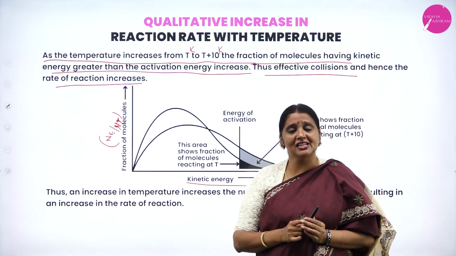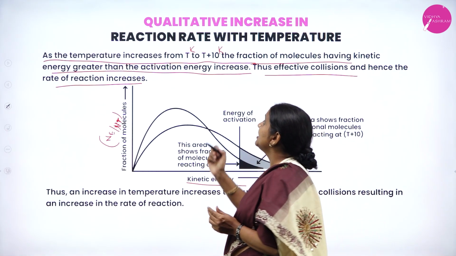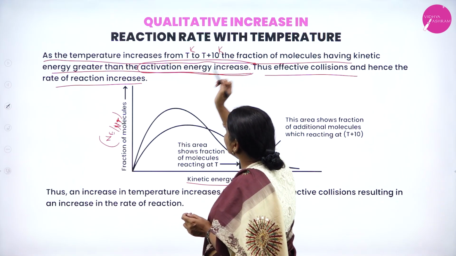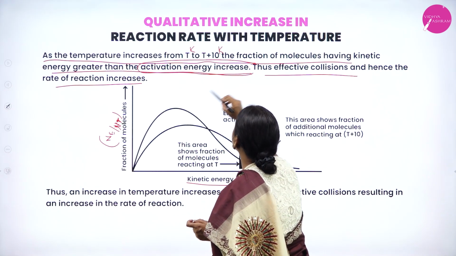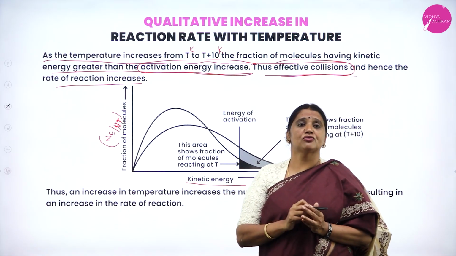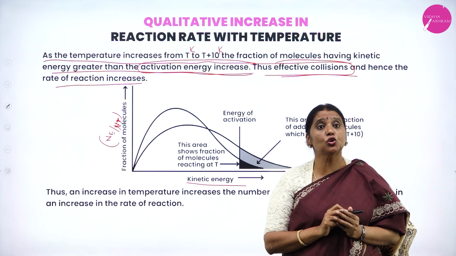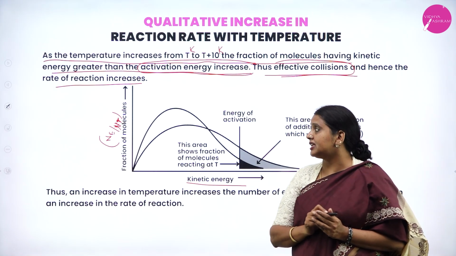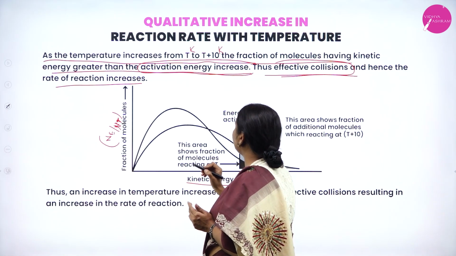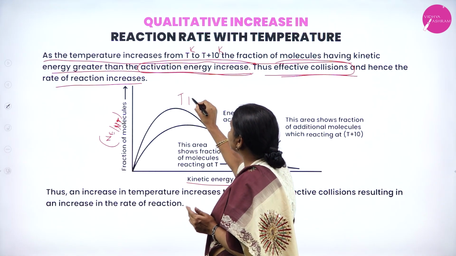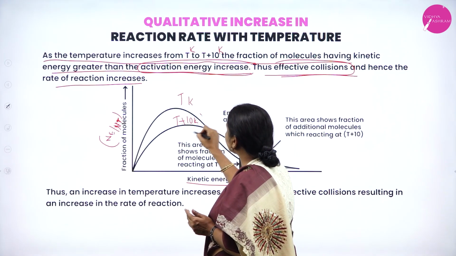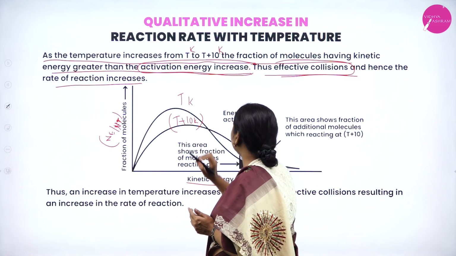So what happens just by raising 10 degrees centigrade? See here, it's the activation energy. The molecules having kinetic energy greater than activation energy increase. A very important point: which type of collisions increase? Effective collisions are going to increase. From the graph, observe that. Now I'll plot a graph: this is for T Kelvin, and this is for T plus 10 Kelvin, the second graph.